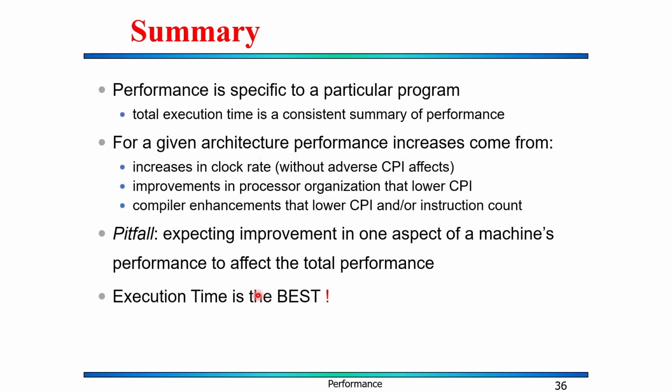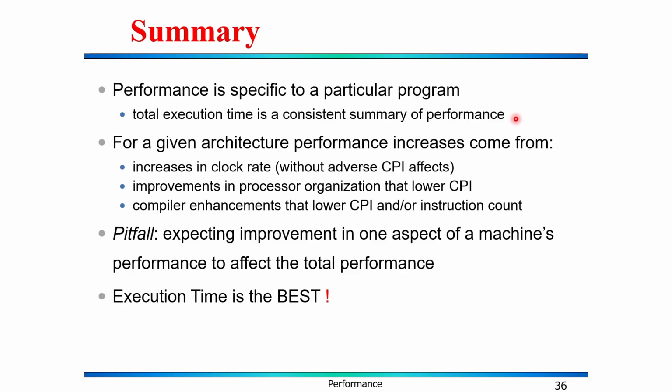Let's summarize what we have learned about performance. First, performance is specific to a particular program. A processor may run one program very quickly and another program slowly. So when we talk about performance, we must always specify which program we are measuring. Total execution time is the most consistent and reliable summary of performance because it directly measures how long the program takes to run.